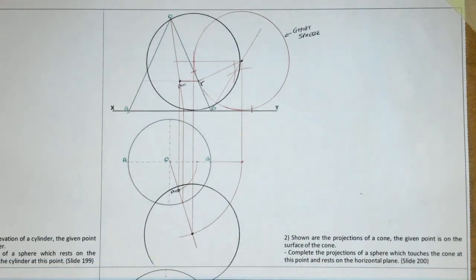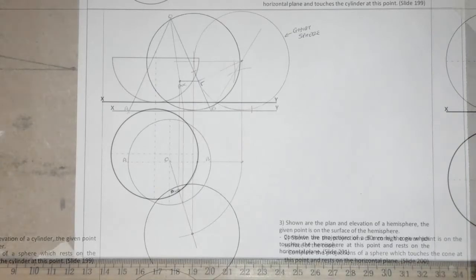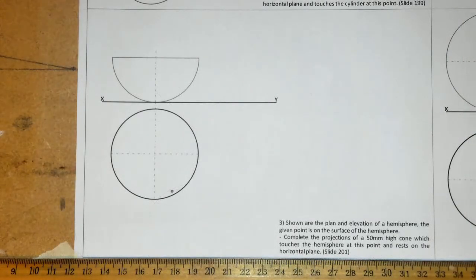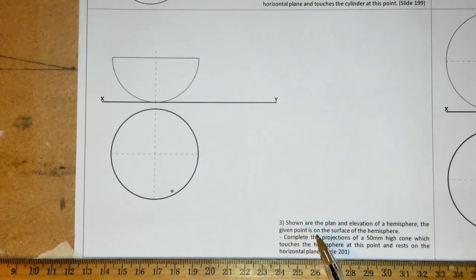And what we're going to move on to now is question 3 on this page as well. So I'm going to zoom out to that there now. Right folks, so the next question is question 3, and it says, shown are the plan and elevation of a hemisphere. The given point of contact is on the surface of the hemisphere. It annoys me it doesn't say point of contact there. So the given point of contact is on the surface of the hemisphere.